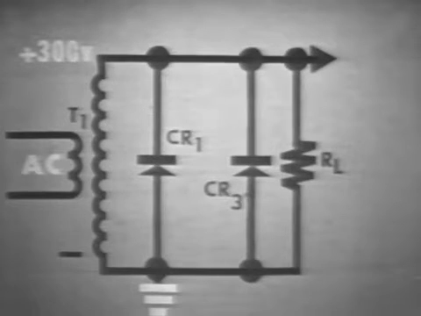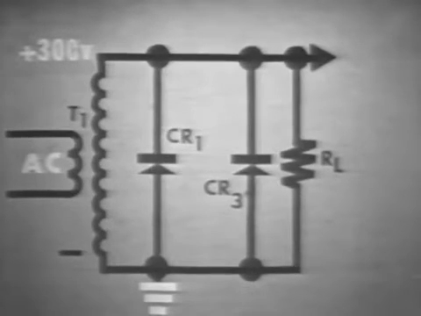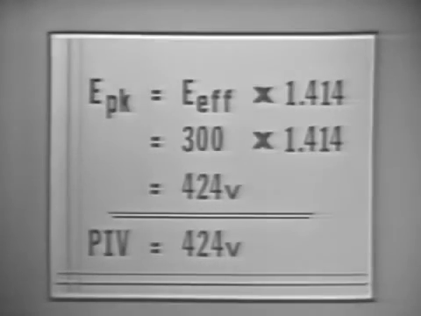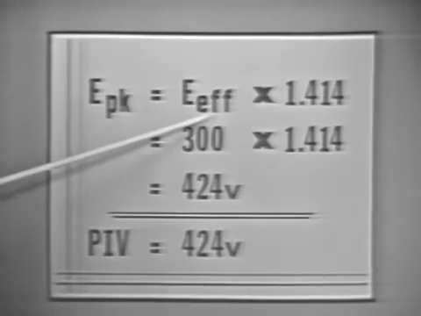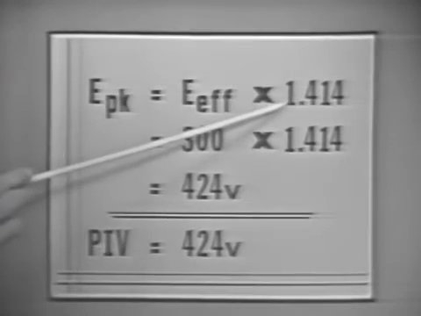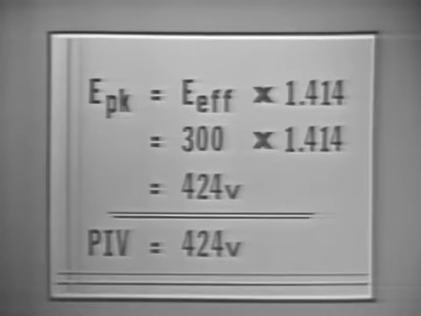But we're looking for the peak inverse voltage. So we must convert this 300 volts effective to its peak value. Remember the formula? E peak equals E effective times 1.414. So the peak inverse voltage, in this case, is 424 volts.